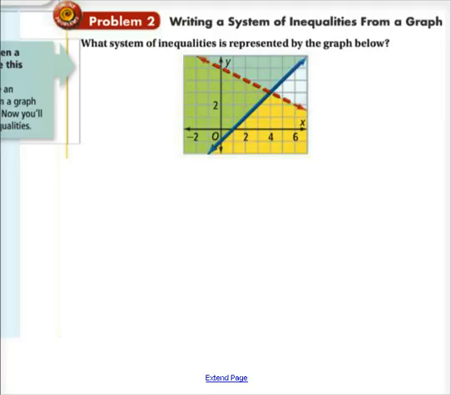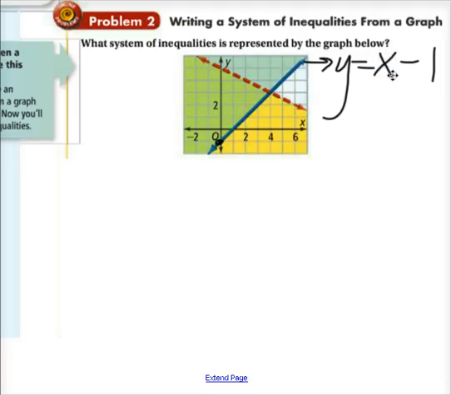It's their solution. So first I'm going to write a linear equation of the blue line. I have to look and see, well, my y-intercept is negative 1, and it looks like my slope is up 1 over 1, which is just x. Y equals x minus 1.